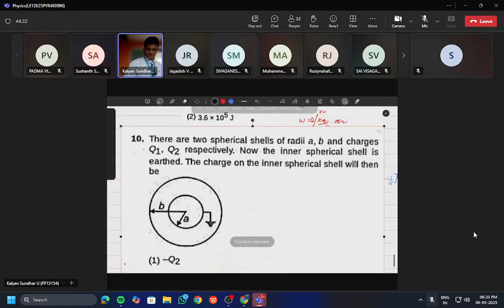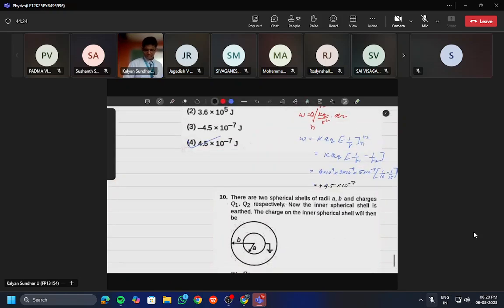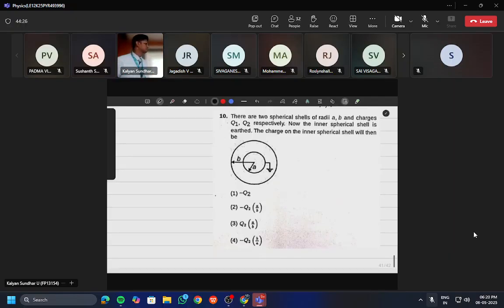Next one, this is about the conducting sphere. Spherical shells are given. Inner shell has Q1, outer shell has Q2. The inner shell is grounded. Find the charge on the inner spherical shell after it has been grounded.